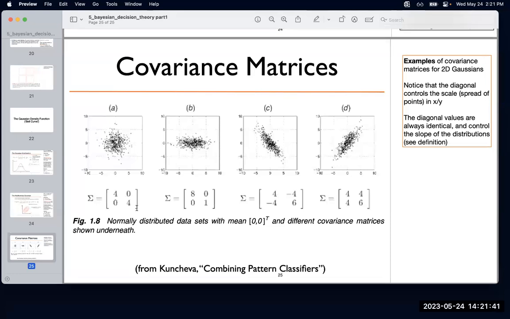quite interesting. All right, that is the end of the first part on Bayesian decision theory. I will stop the video now, and in the next video we will continue our discussion on the Bayesian models.